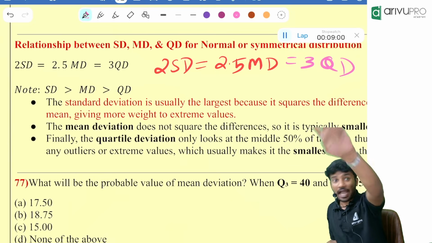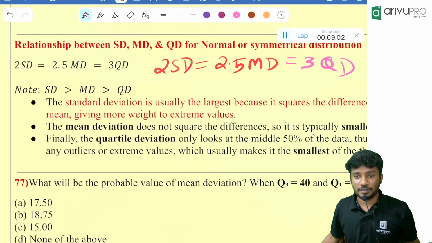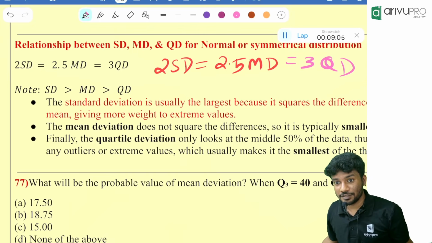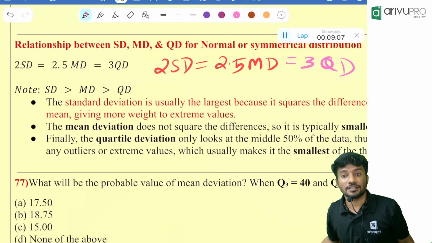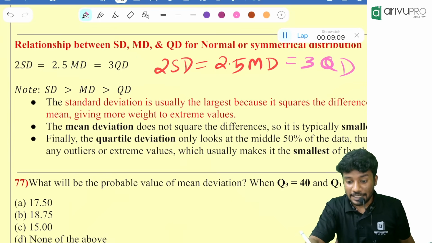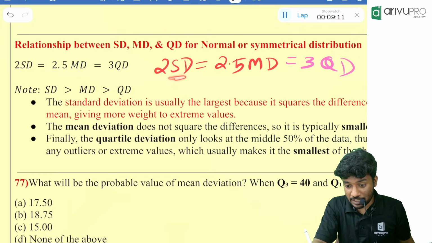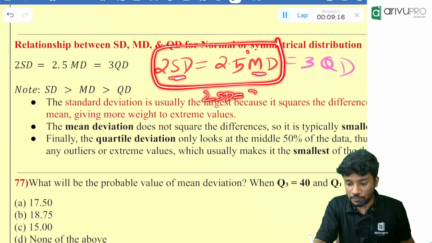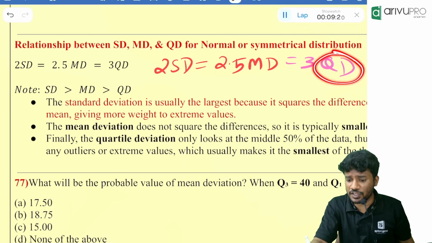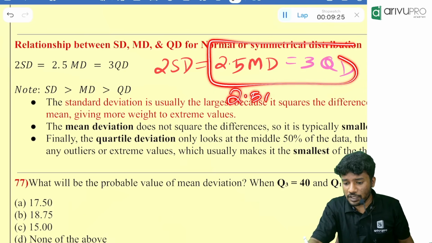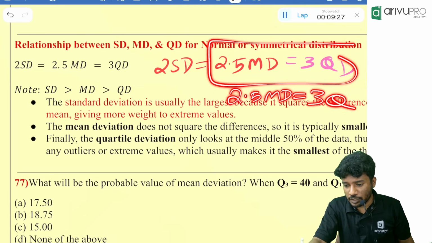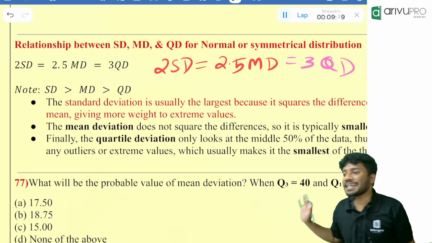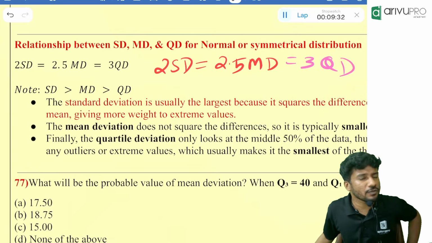I'll tell you how they will ask the question. They will give you standard deviation and ask you to find mean deviation. Then you will use 2SD is equal to 2.5 MD. If they give quartile deviation and ask you to find mean deviation, take 2.5 MD is equal to 3 QD. You can use it and get your answer for any type of question.